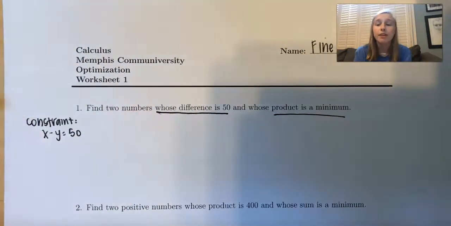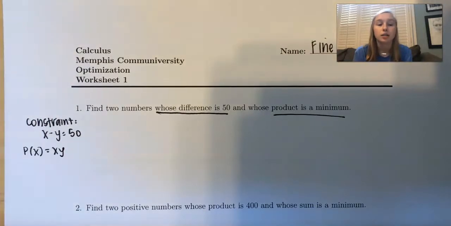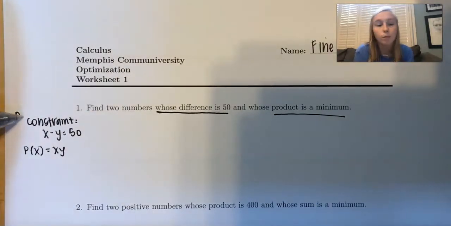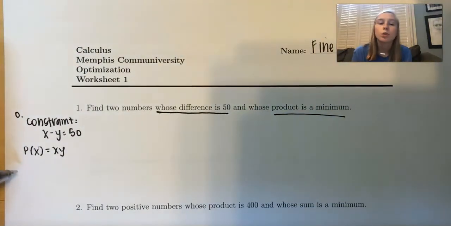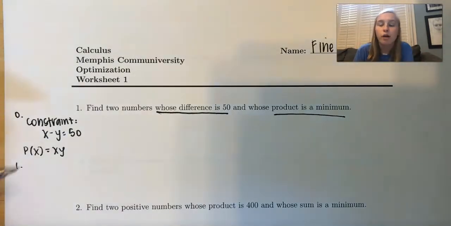And then the second function, whose product is a minimum, you just know that this function is xy. It's not set to anything. We don't know what it's equal to. That's just the function. Step 1, as you guys hopefully remember, is to make the second function only one variable. As you can see, they both involve x and y. They both involve the same variables.